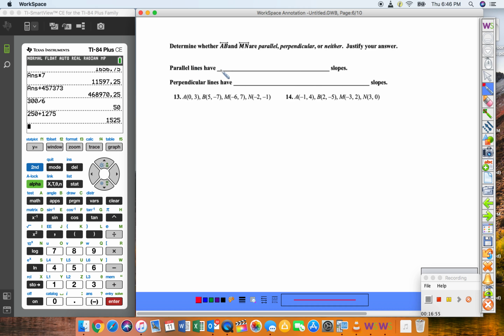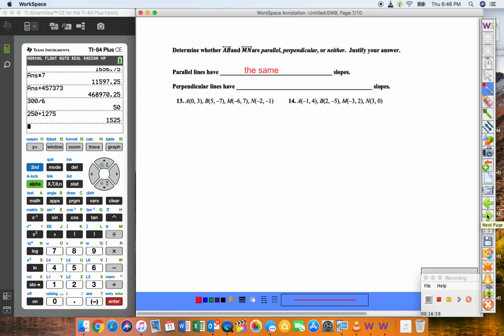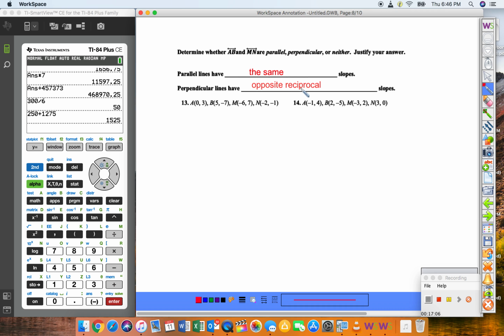First, let's talk about what parallel lines are. You should remember that parallel lines have the same slopes. Parallel lines have the same slope, and perpendicular lines have opposite reciprocal slopes.